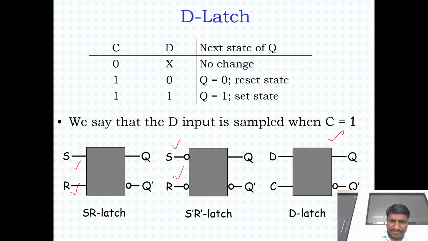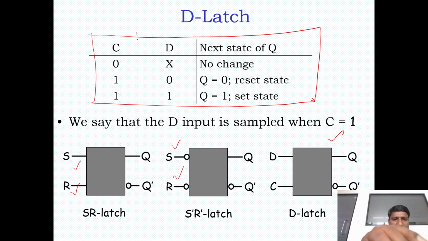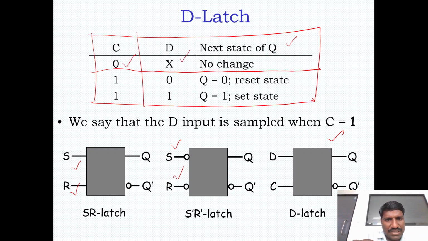So this is the truth table which I have explained already, where C is the control input, D is the data input, and the next state of Q, that is the output of your flip-flop or latch. When the control input is 0, it doesn't matter whatever may be the input. There is no change in the output.